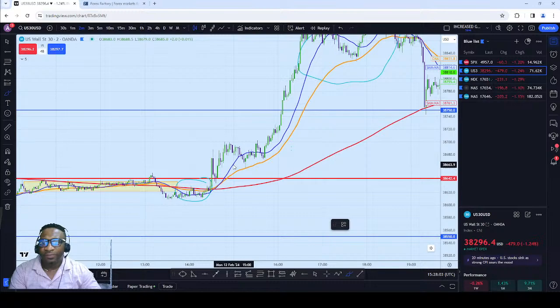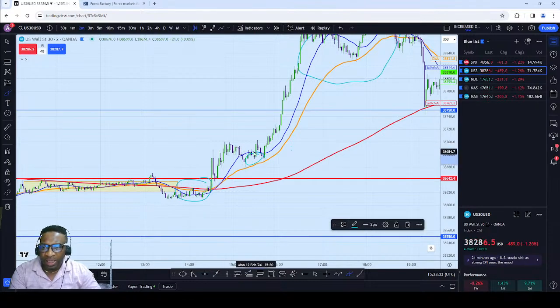Whenever you see the 20 cross above the 50 exponential moving average, what we expect is price to pull back whenever there's a crossover. So we can see that there is a crossover here. The blue line crossed above the yellow line. So once this happens, we expect price to pull back. So this was the pullback.